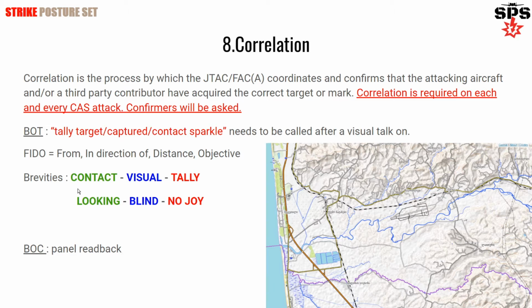So for neutral objects, for example a crossroad, you can call contact. If you don't see that, you say looking. If it's a friendly unit, you will say visual if you see it. If you don't, you say blind. And if it's enemy, you say tally or no joy.